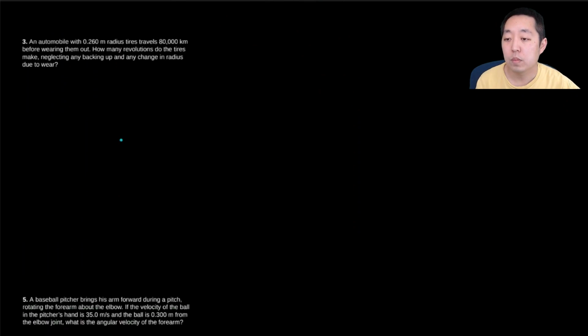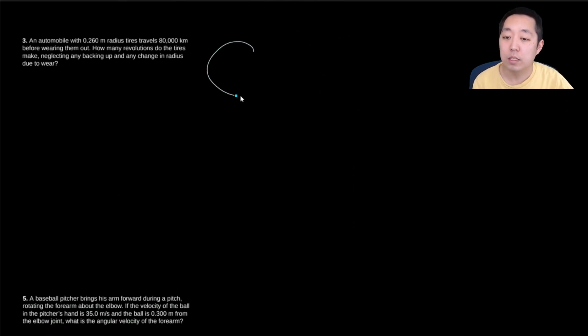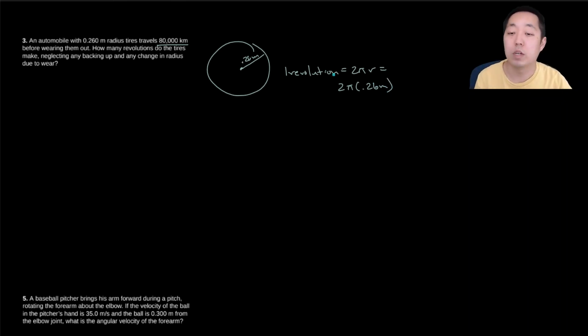Okay. An automobile with a 0.26 meter radius tire travels 80,000 kilometers before wearing them out. How many revolutions does the tire make, neglecting any backing up? Again, I consider what one revolution entails. One revolution, or one rotation, would be 2 pi r distance, and that would be 2 pi times 0.26 meters. That would be some number, whatever number that is. That's the distance of one revolution. So I want to know how many times that goes into 80,000 kilometers.